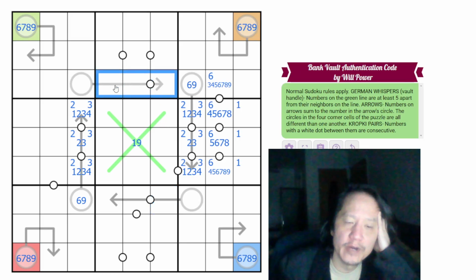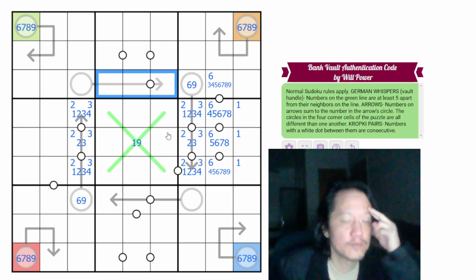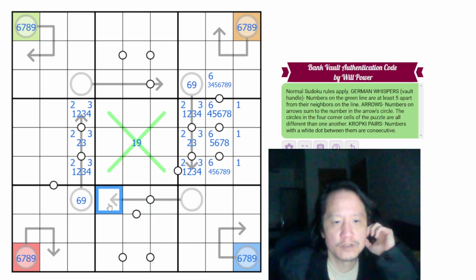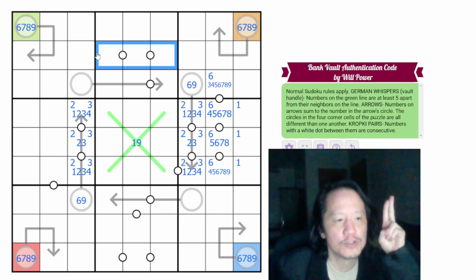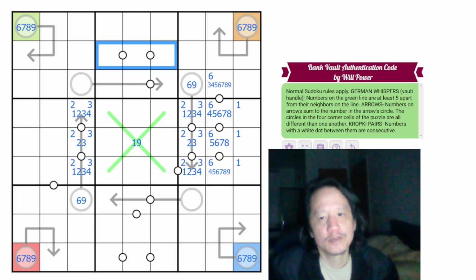One thing we know about 3 unique digits adding up to another digit is that you have to have 2 out of 1, 2, or 3 in those cells. Therefore, this can never contain 2 out of 1, 2, or 3. So this has to be at least 3, 4, 5. It could be 4, 5, 6, 5, 6, 7, 6, 7, 8, or 7, 8, 9. So those are the only possibilities.